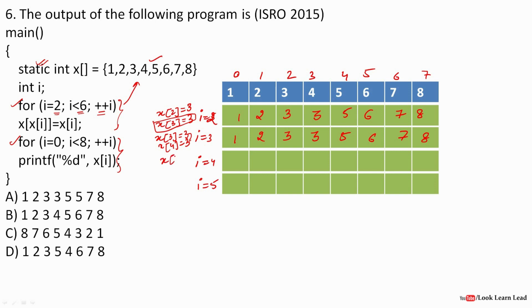Now here, x of 4 is equal to 5, and x of 5 would also be equal to 5. This is our question. So it would be the same 1, 2, 3, 3. x of 4 is equal to 5, and x of 5 would also be 5. It is 7 and 8. Like this, until the last loop, we would get 1, 2, 3, 3, 5, 5, 7, 8. So the answer is A. A should be our answer.